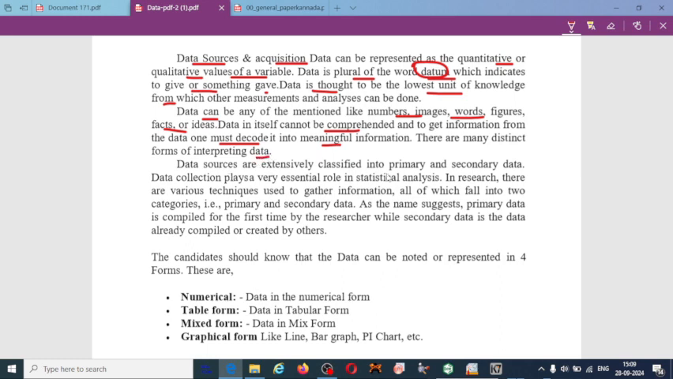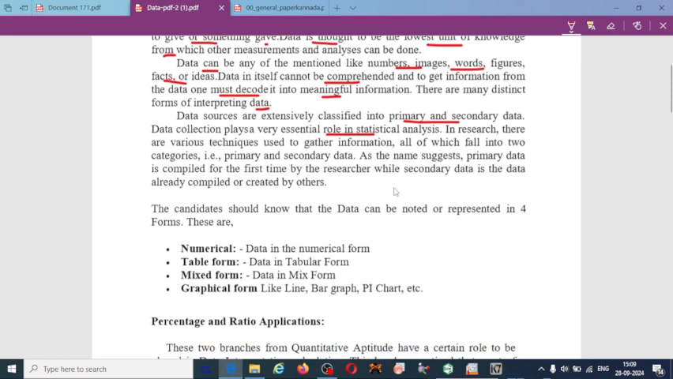Data sources are extensively classified into primary and secondary data, and data collection plays a very essential role in statistical analysis. Statistics is nothing but the collection of data, whether in different forms, numbers, images, words. In research there are various techniques used to gather information, all of which fall into two categories, as I said, primary and secondary data. As the name suggests, primary is compiled for the first time by the researcher, while secondary means that on the basis of collected data you can compile or create other data.